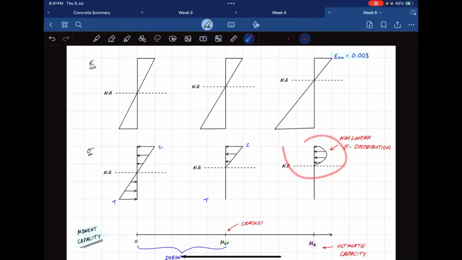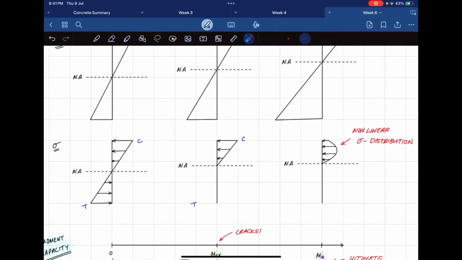When it gets to the ultimate stage, you actually get a nonlinear distribution. So at one point, you're going to have to calculate the force of this stress distribution, which for a nonlinear distribution is really, really hard. So what the AS3600 has are two factors called gamma and alpha 2, which simplify the way we're going to find our forces in the ultimate stage.